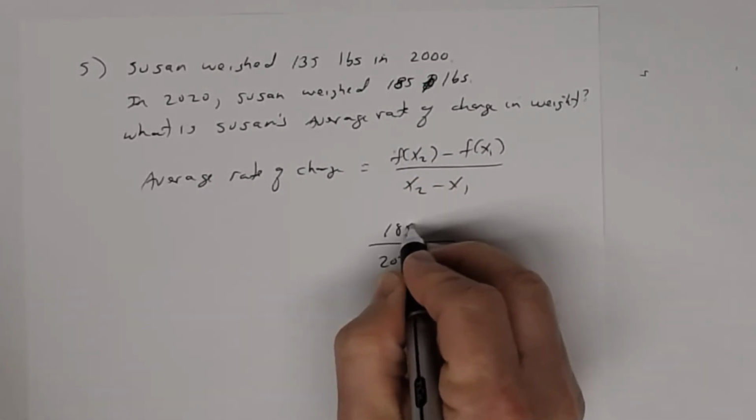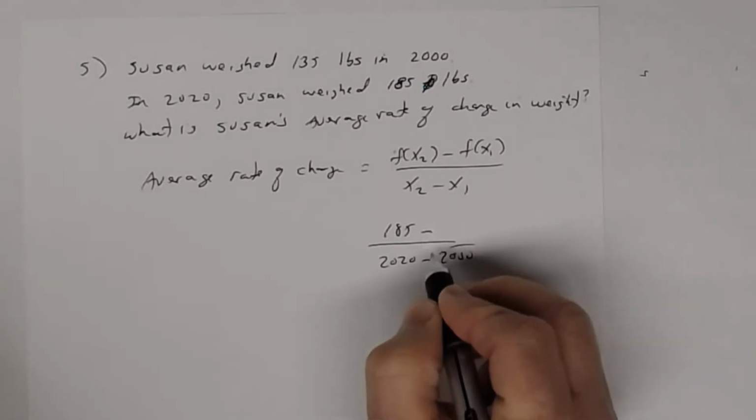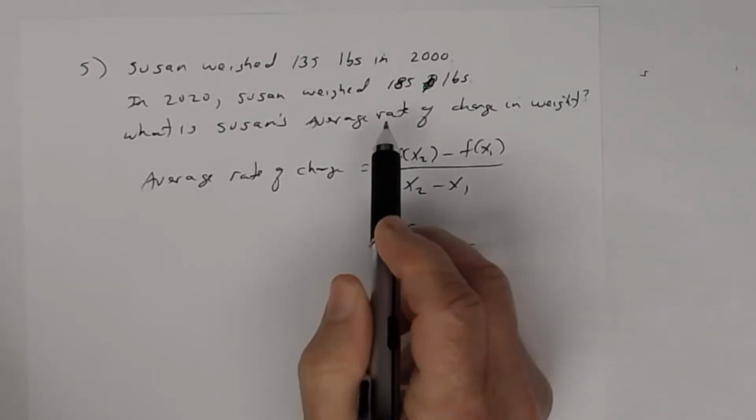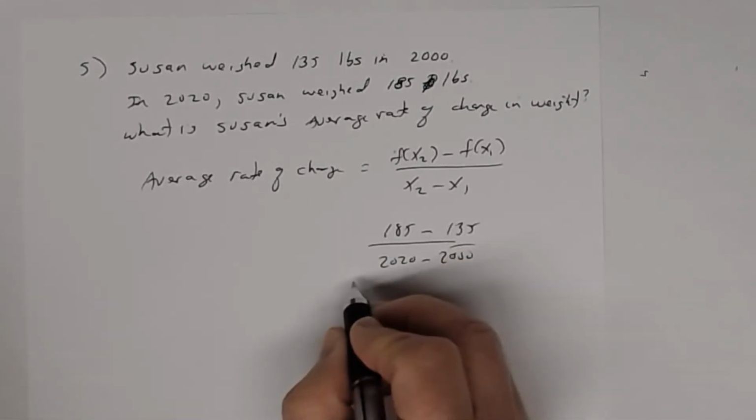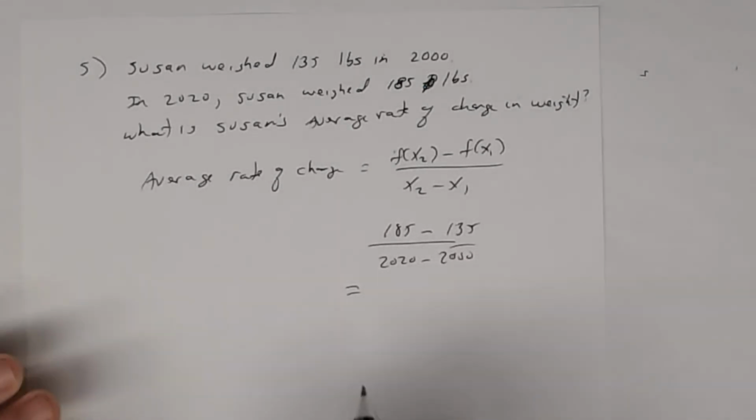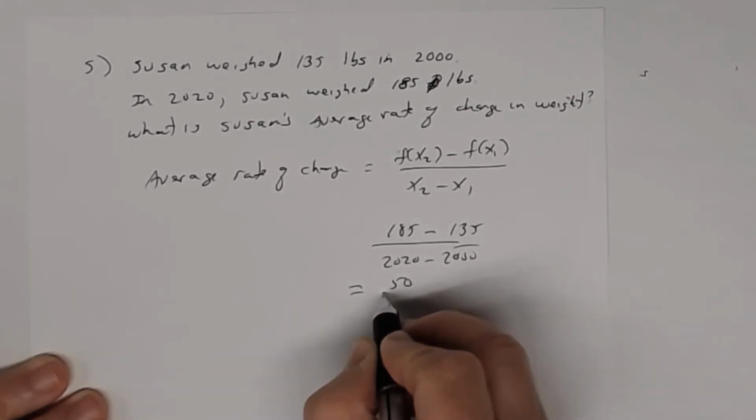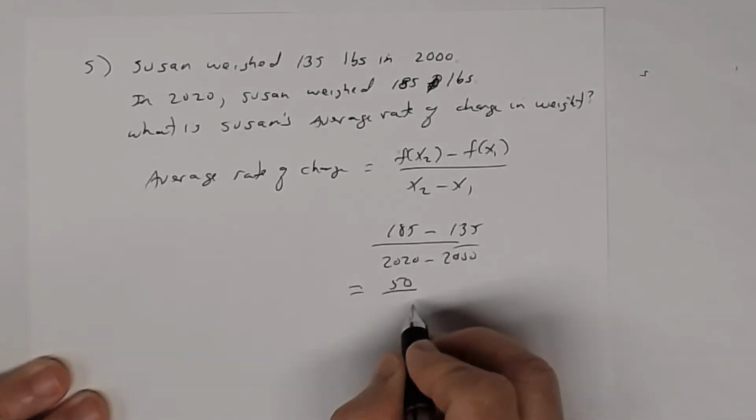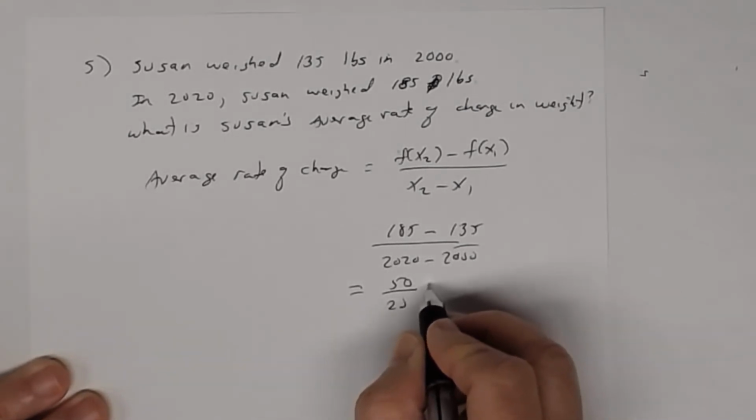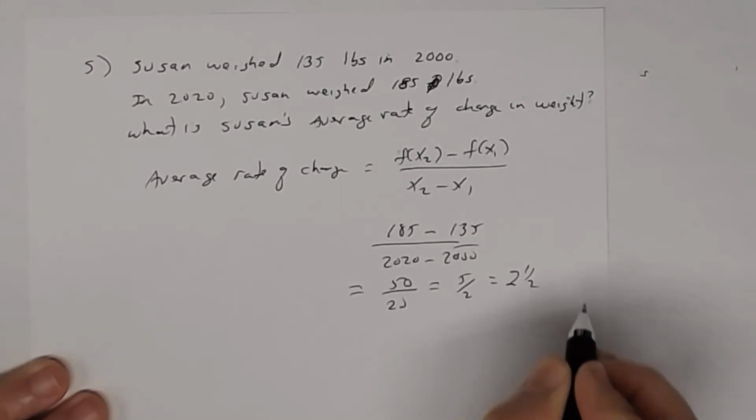So 185 minus the weight that corresponds to the year 2000, which is 135. If I subtract those, I get 185 minus 135, which is 50, and that's how many years altogether? 20 years. And so 50 divided by 20 would be 5 halves, which is 2.5.